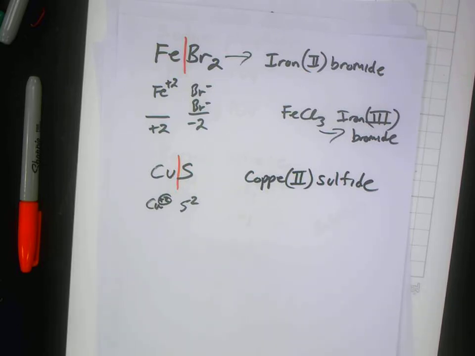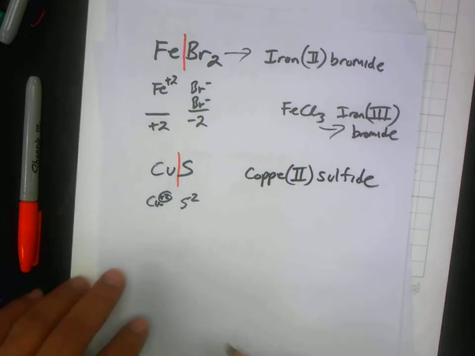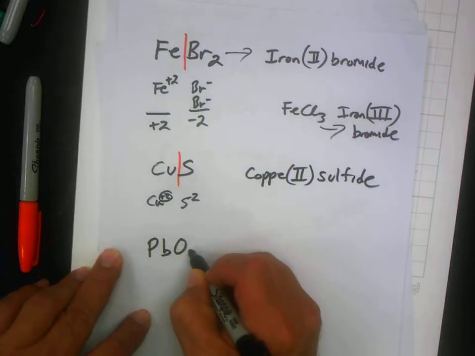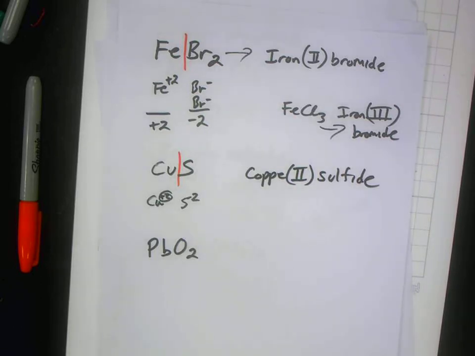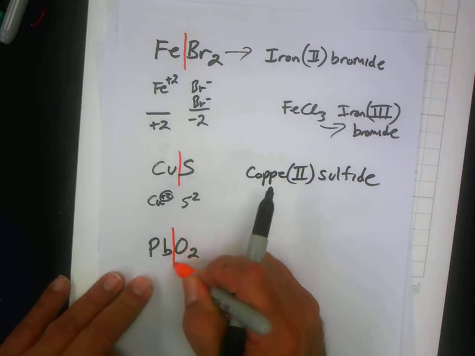Now, let's try one more. PbO2. Now Pb is lead. And lead is not technically in the transition metals, but the transition metals kind of spill over into columns 13, 14, 15, below the metal, non-metal line. So we can consider it a transition metal. Tin, lead, all those. So this is just between lead and oxygen.